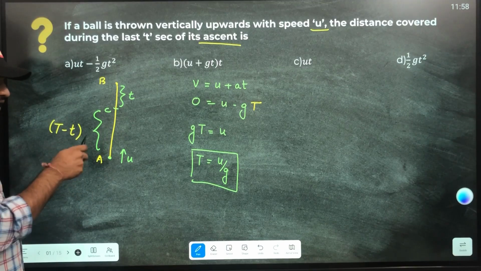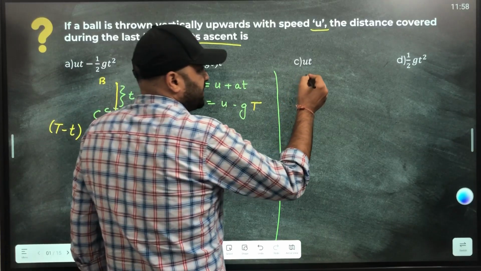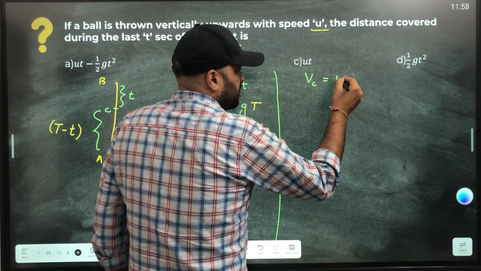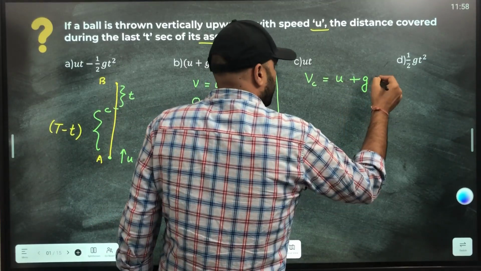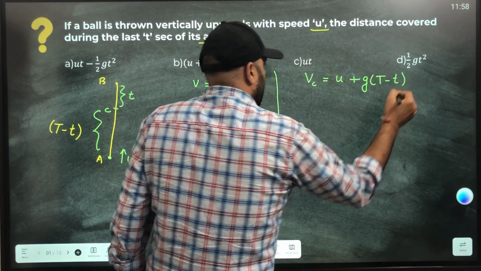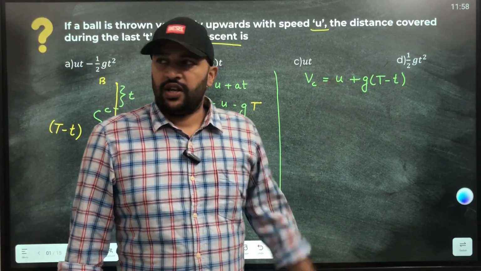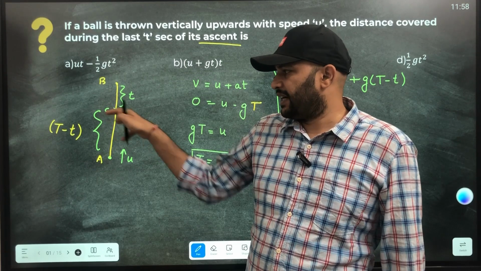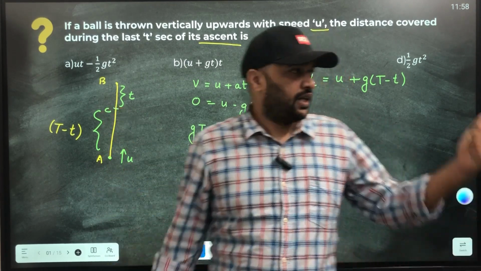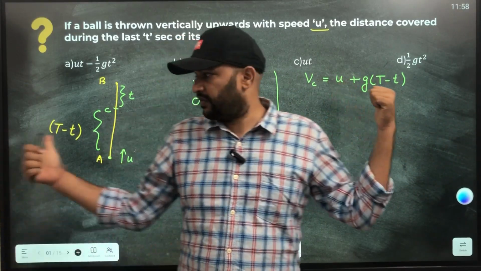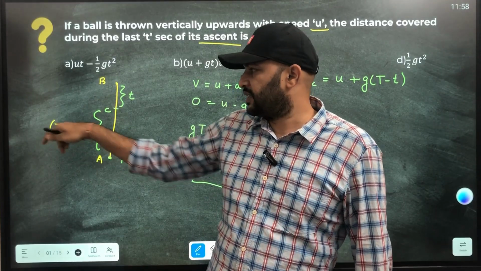Now, using this, let's figure out what will be the velocity at point C, correct? So velocity at point C, Vc, will be equal to initial velocity u plus g, and what is the time taken to go from A to C? It will be capital T minus small t. I hope this is clear. Vc is the velocity at point C, the final velocity when it is going from A to C. Vc is the final velocity, u is the initial velocity at A, plus g into the time taken while going from A to C, which is T minus t.